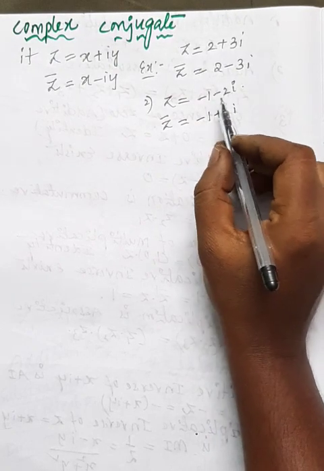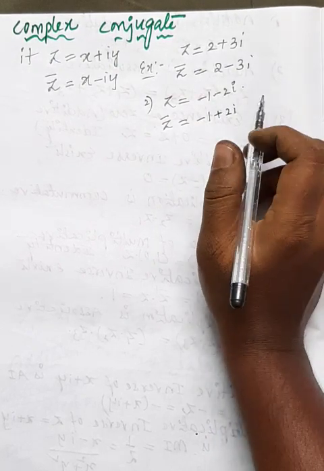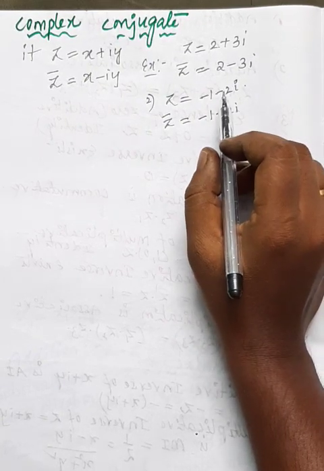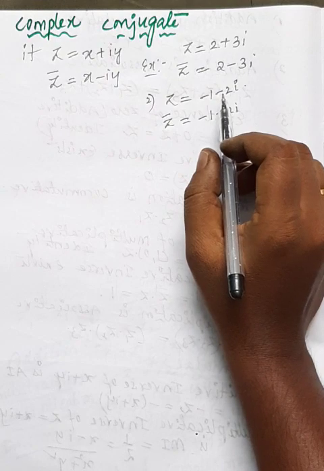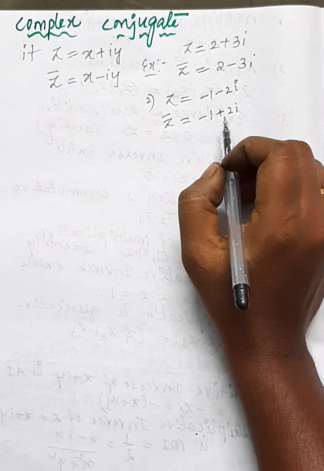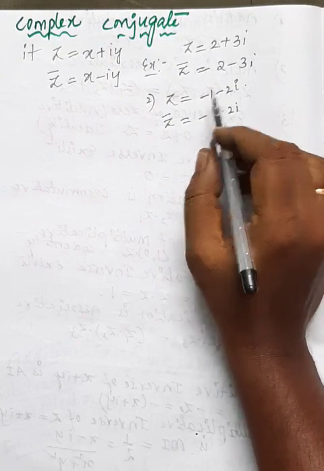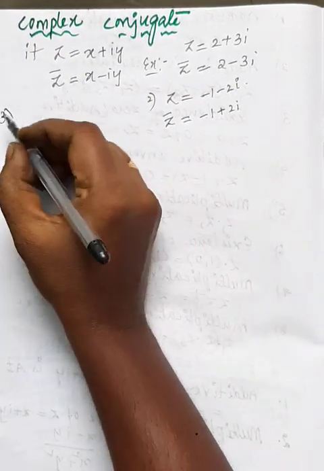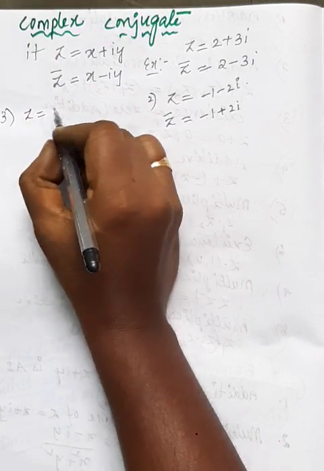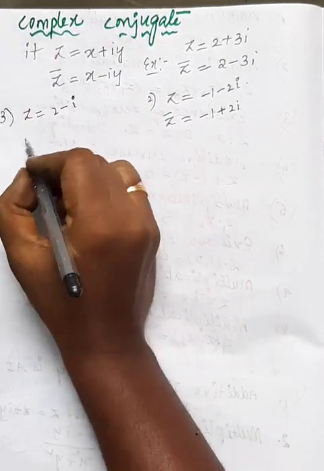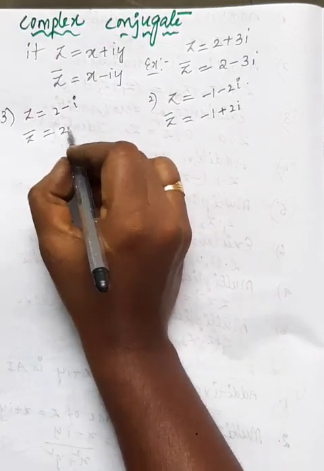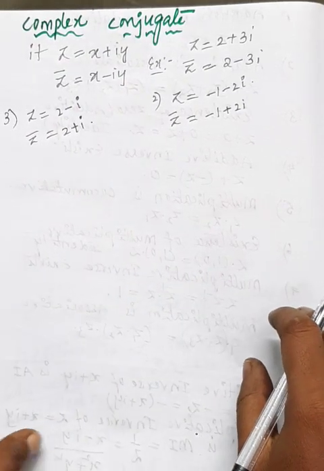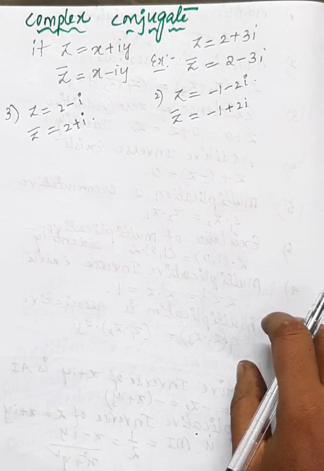Only differs in the sign of the imaginary part, that is one thing to remember. Only the symbol next to i should be written differently. That is, if it is minus, write plus; if it is plus, write minus. Do not change the symbols in the remaining parts. Let us take one more example. z equal to 2 minus i. z bar equal to 2 plus i. So like this you have to write the complex conjugate for any complex number.